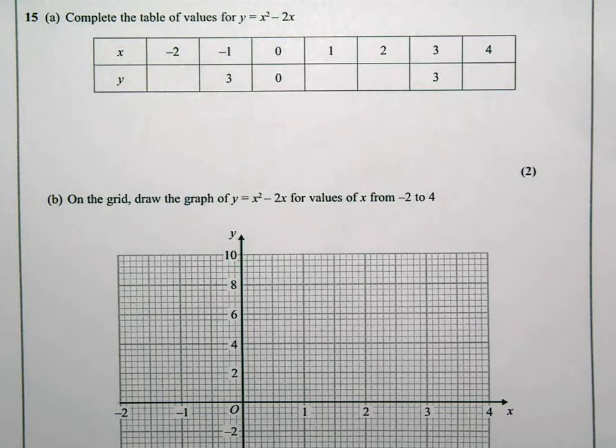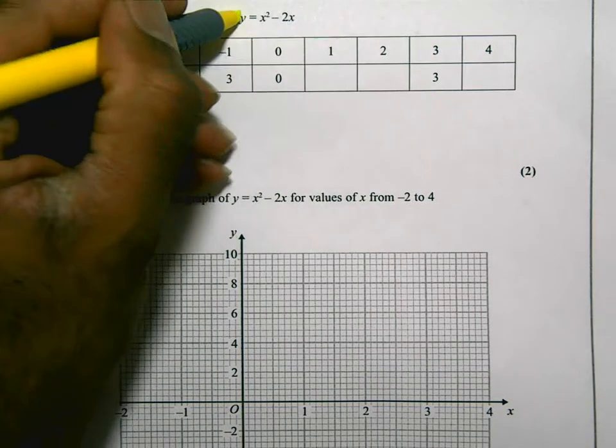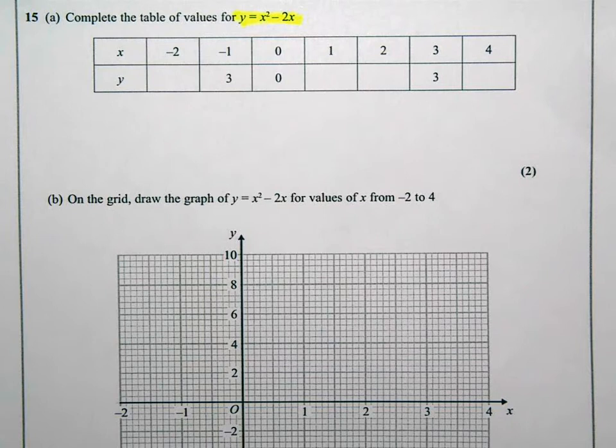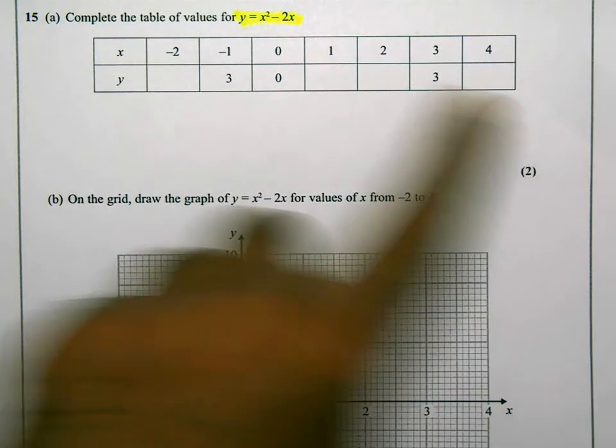This is question 15 on the higher June 2013 calculator paper. Reading through this question, just at the start, it says for part A, complete the table of values for y is equal to x squared minus 2x. So what they want you to do is to complete this table for that particular equation.